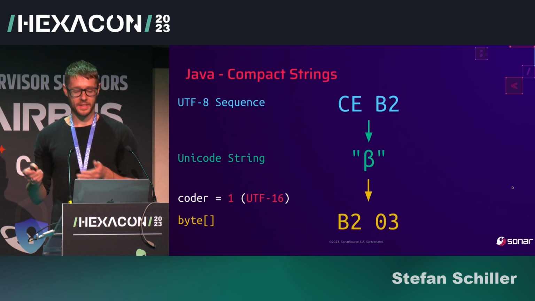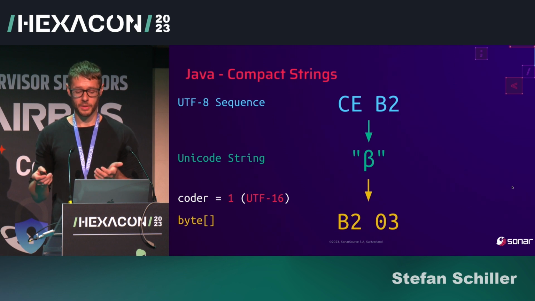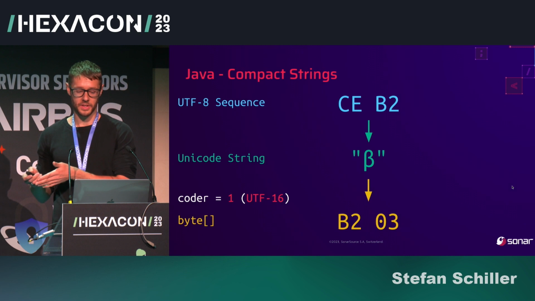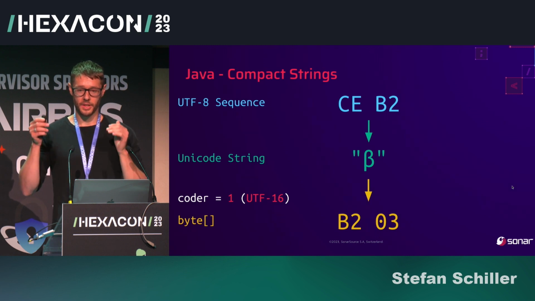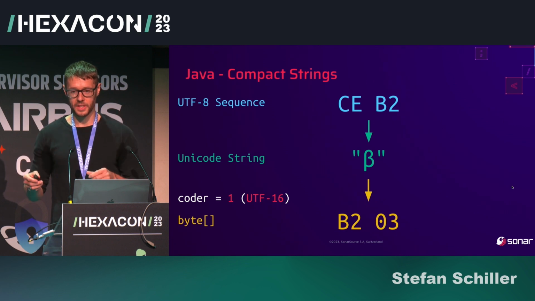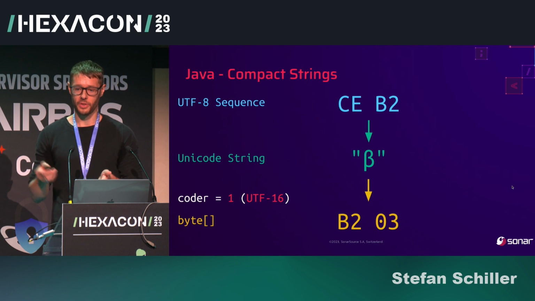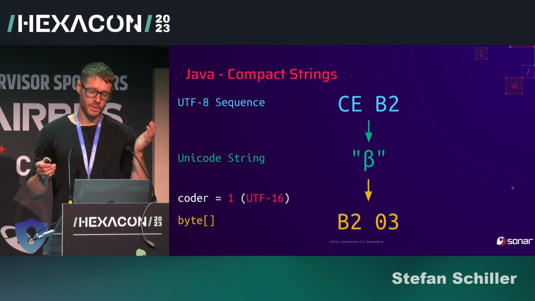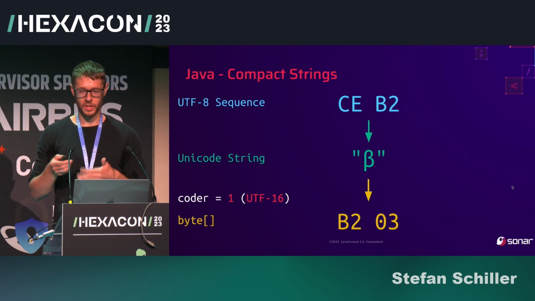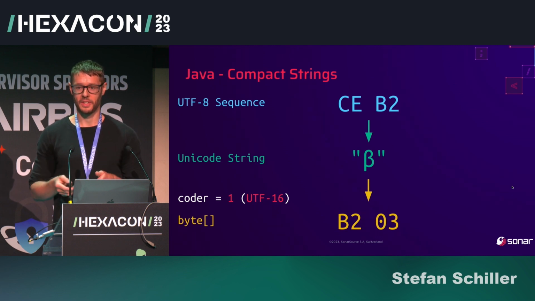For a UTF-8 sequence which cannot be represented with Latin 1, like this Greek beta character, the coder value is set to 1 for UTF-16. This means that the initial UTF-8 sequence is now converted to UTF-16, and the result, which is 2 bytes, is stored internally. So now we are aware of how Java internally stores a string. But how is the length of such a string determined?